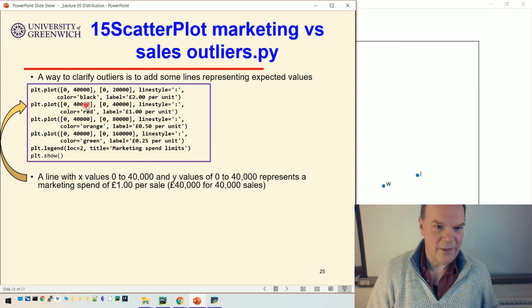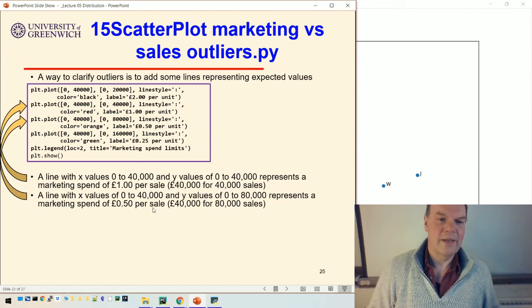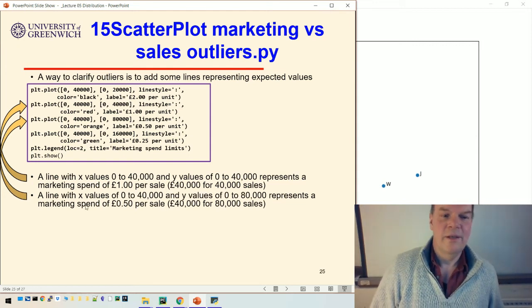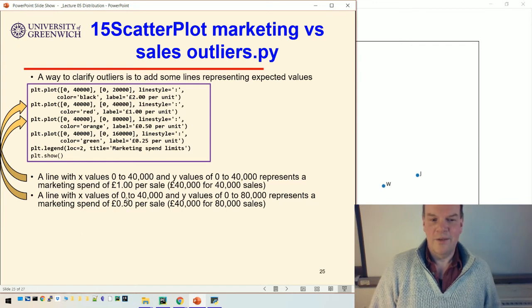You can see the values go from 0 to 40,000. The line style is a dotted line and it's red, and that label, we've labeled it as £1 per unit. Whereas if I imagine a line of X values going from 0 to 40,000 with corresponding Y values going from 0 to 80,000, so here that would be like 50 pence per sale.